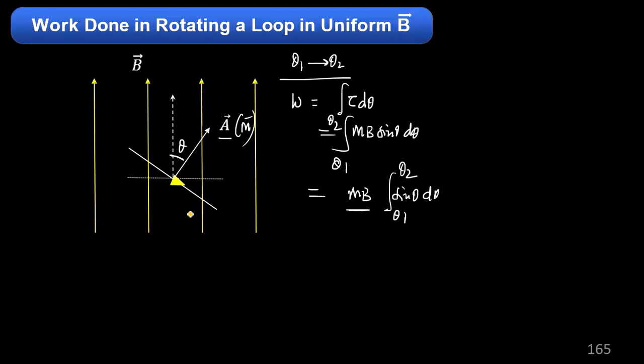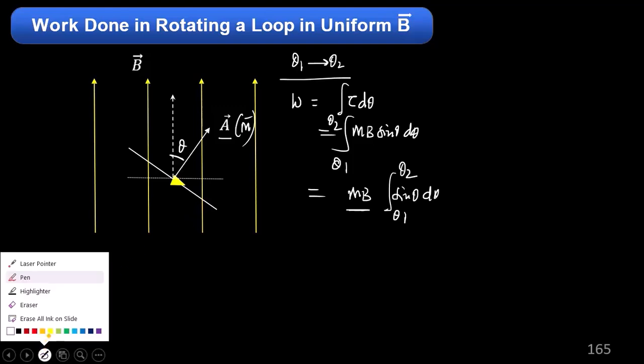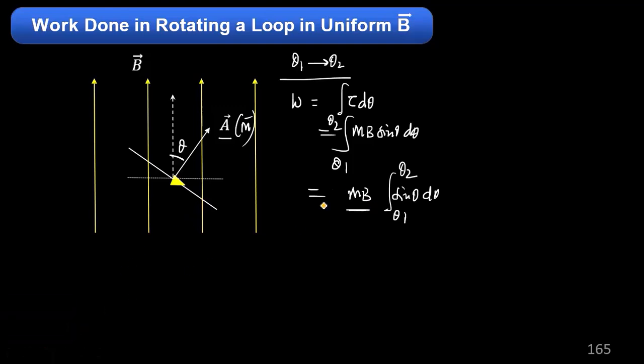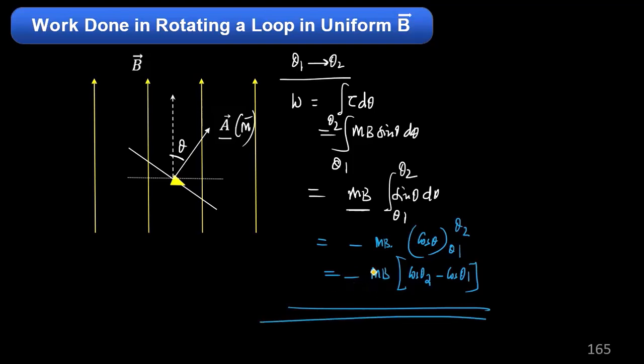Assuming that m and b are constant, so we are rotating the loop in a uniform magnetic field, so mb is constant. So the integral of sin theta d theta means cos theta with a minus sign, so minus mb into cos theta. The limit is from theta 1 to theta 2, so ultimately minus mb into cos of theta 2 minus cos of theta 1. Okay, there is the work done in rotating the loop from theta 1 to theta 2.